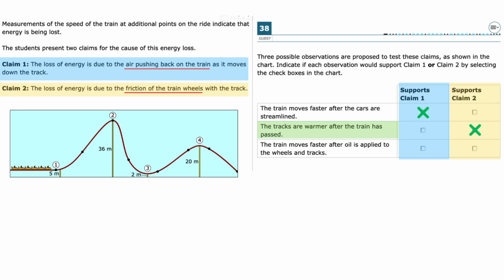The third observation is, the train moves faster after oil is applied to the wheels and tracks. This also supports Claim 2 because oil reduces friction. If the train moves faster after oil is applied, that means friction was slowing it down before, which again supports the claim that friction is responsible for the energy loss.